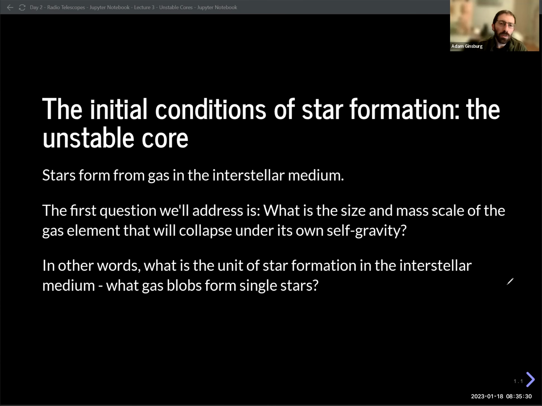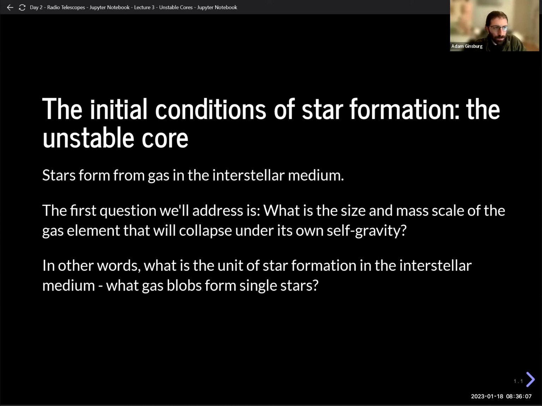This lecture is going to cover the next part of initial conditions of cloud collapse, of core collapse, and we're going to talk about the initial conditions of the unstable core. So, as we mentioned, stars form from gas in the interstellar medium. But we want to ask now, what size and mass scale of gas blobs will collapse under their own self-gravity? So how big are the things that form stars? What makes up the unit of star formation in the interstellar medium?